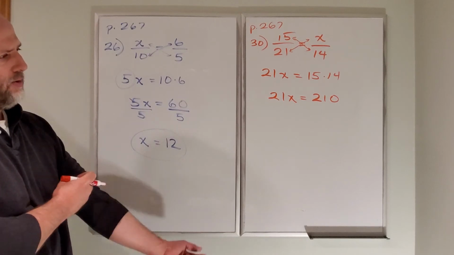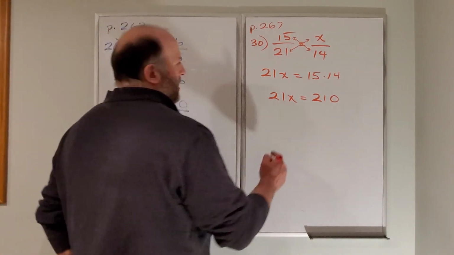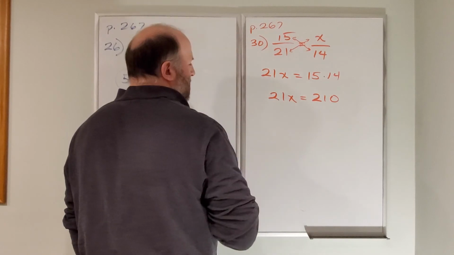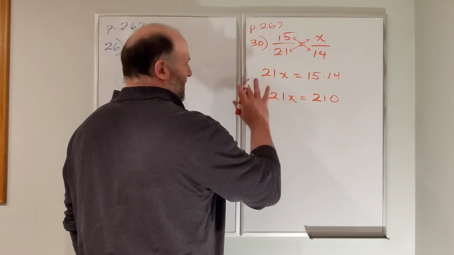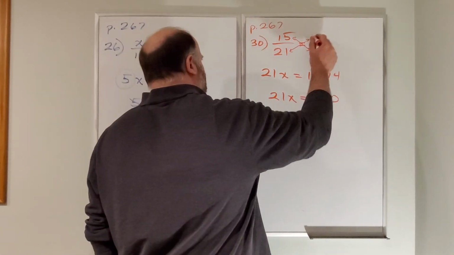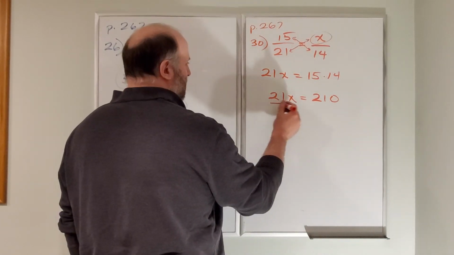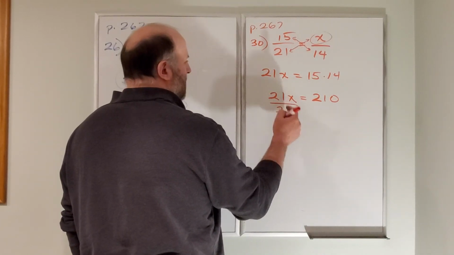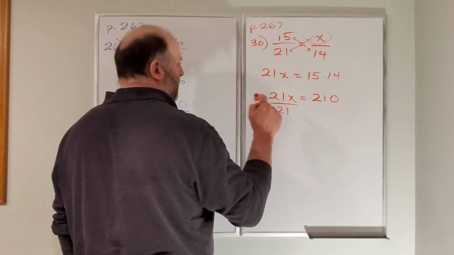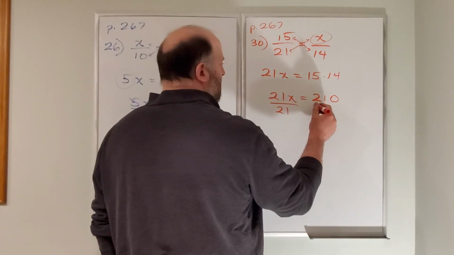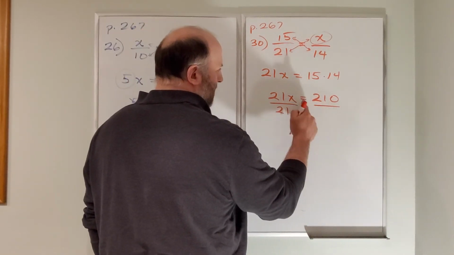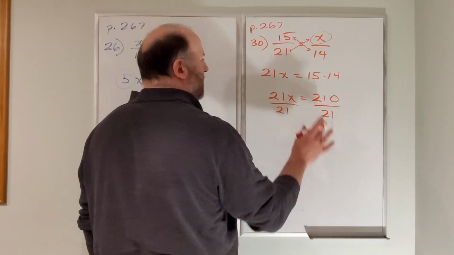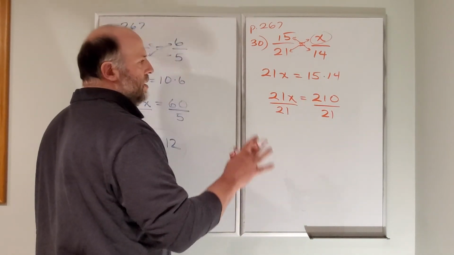And now for the coup de grace. We're multiplying x by 21. I would like to undo that because I don't want to know what 21 x's are. I need to know what just one single x is equal to. Well, I can undo that multiplication by dividing by 21. I just need to make sure to do the same thing on the other side of the equal sign. I need to divide 210 by 21.